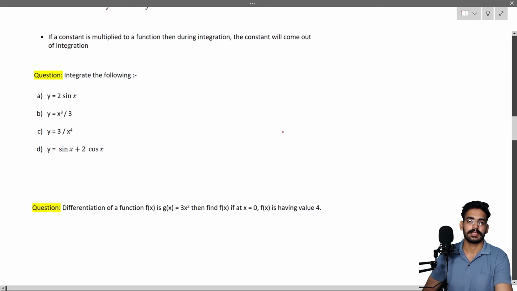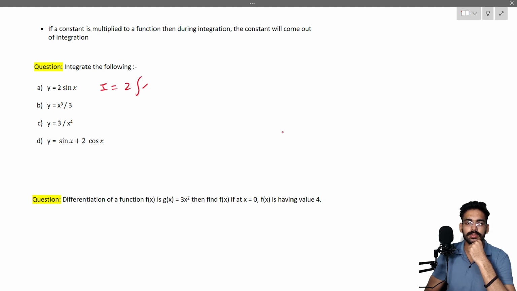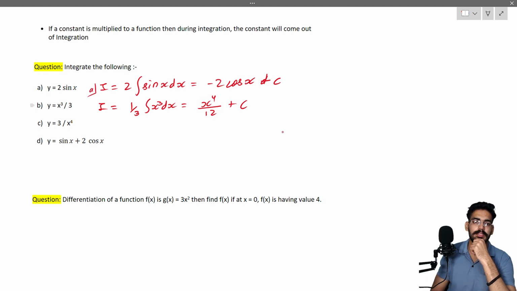Okay, some standard questions. What is written? y equal to 2 sin x. So what can I write? I equal to integration, 2 is a constant, so I can take 2 outside, sin x dx. What is the integration of sin x? Minus cos x. So this will be minus 2 cos x plus c. Sorry. Next thing, x cube by 3. So 1 by 3 is a constant, so I can integrate x cube dx. Okay, so what can I say? x to the power 4 by 4, so that will be x to the power 4 by 4 into 3, 12 plus c. Okay, now see, this is the a part, this is the b part.